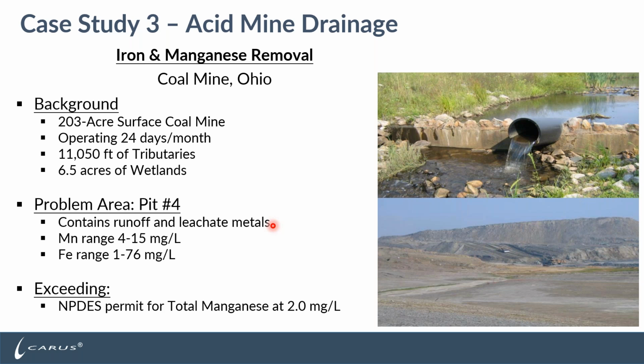So let's look at a third case study now, this time from a coal mine in Ohio. This was a 203-acre surface coal mine that was exceeding the NPDES, which is National Pollutant Discharge Elimination System, limit for total manganese at 2 ppm, milligrams per litre. The problem area, specifically at pit number 4, contained runoff and leachate materials with manganese in the range 4 to 15 ppm and iron in the range 1 to 76 ppm.